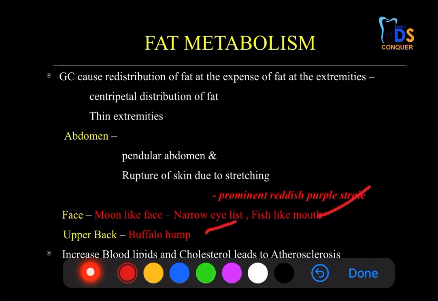Okay, and rupture of the skin occurs due to stretching, because of which purple striae appear on the abdomen. Okay, these are the important points you have to put forward for fat metabolism: why the moon-like face occurs, why the buffalo hump occurs, and why there are purple striae on the abdomen. Because it plays a very important role in redistribution of the fat at the expense of the extremities, and centripetal distribution of the fat occurs. That's the reason all these features occur if the glucocorticoids are not within their limits.